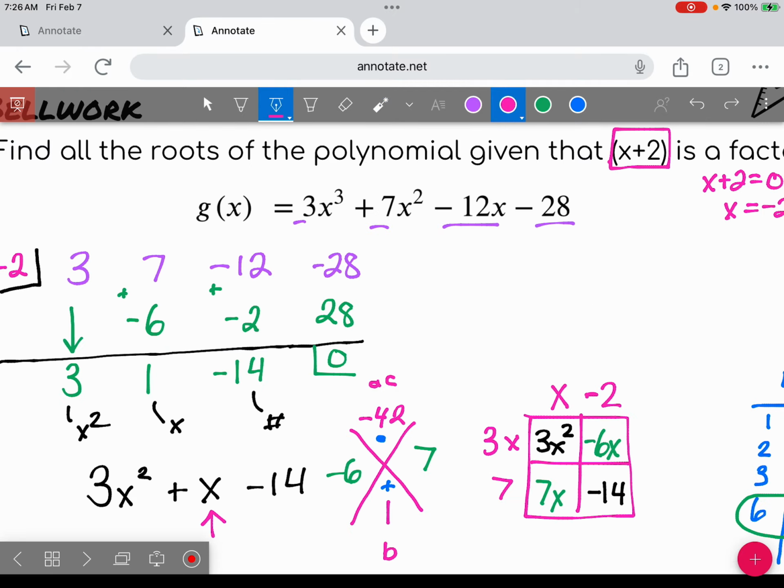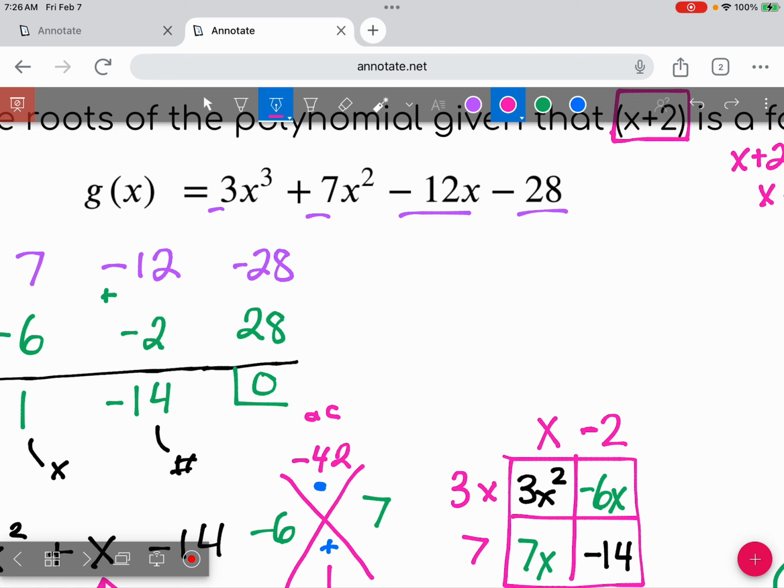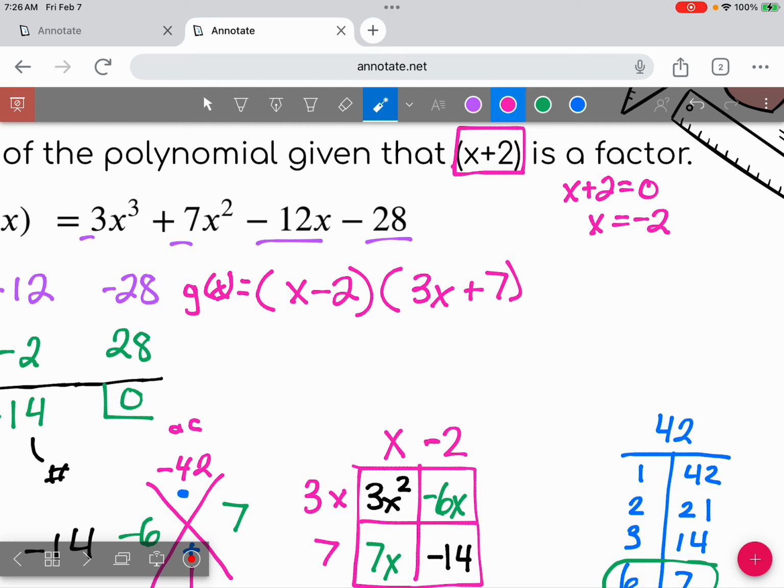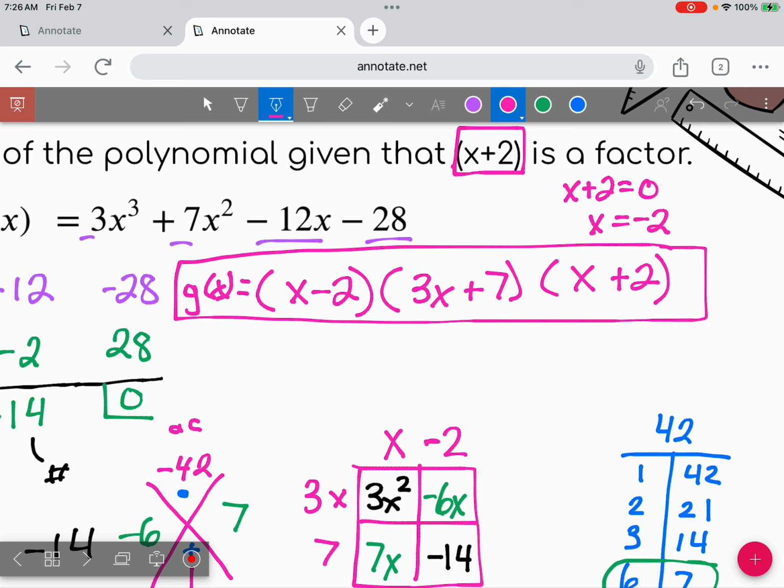So our factored form of this quadratic is our x minus 2 and our 3x plus 7. So if we want this to be our g of x in its factored form, we're going to take those two pieces from our quadratic, and we've also got to put back in the guy we divided out at the very, very beginning. So we've got our x plus 2. So that's our factored form of our polynomial, and if all we were asked for was our factored form, that would be where we stopped.